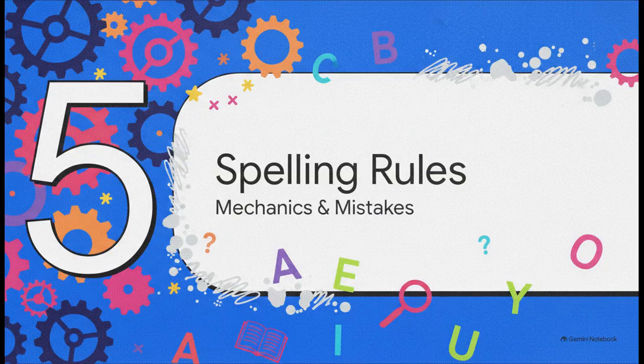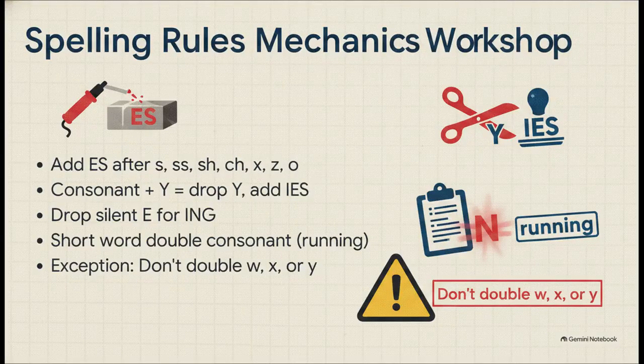All right, shifting gears to section 5, crucial spelling rules. We're talking mechanics and common mistakes. Let's rapid fire our way through this spelling cheat sheet. For the simple present, we usually just add an S. But if a word ends in S, SH, CH, X, Z, or O, we've got to add ES. So watch becomes watches. If it ends in a consonant plus Y, you drop that Y and add IES.